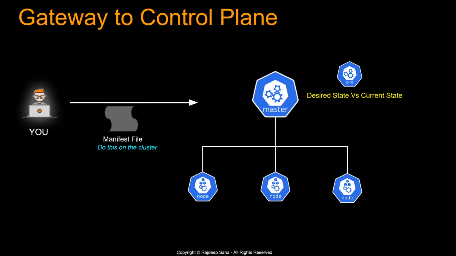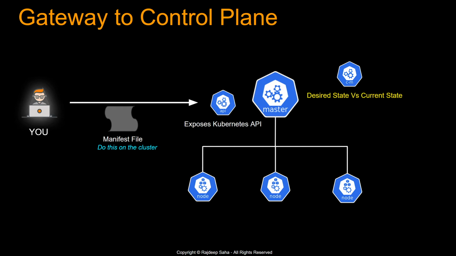Alright, so now we know that you, using a manifest file, can specify a state. But how do you interact with the Kubernetes master? The kube-scheduler and the kube-controller-manager are not exposed outside of the cluster. So you communicate with the kube-API server. This API server is a component of the Kubernetes control plane that exposes the Kubernetes API. You can think of it as the front end of the Kubernetes control plane.